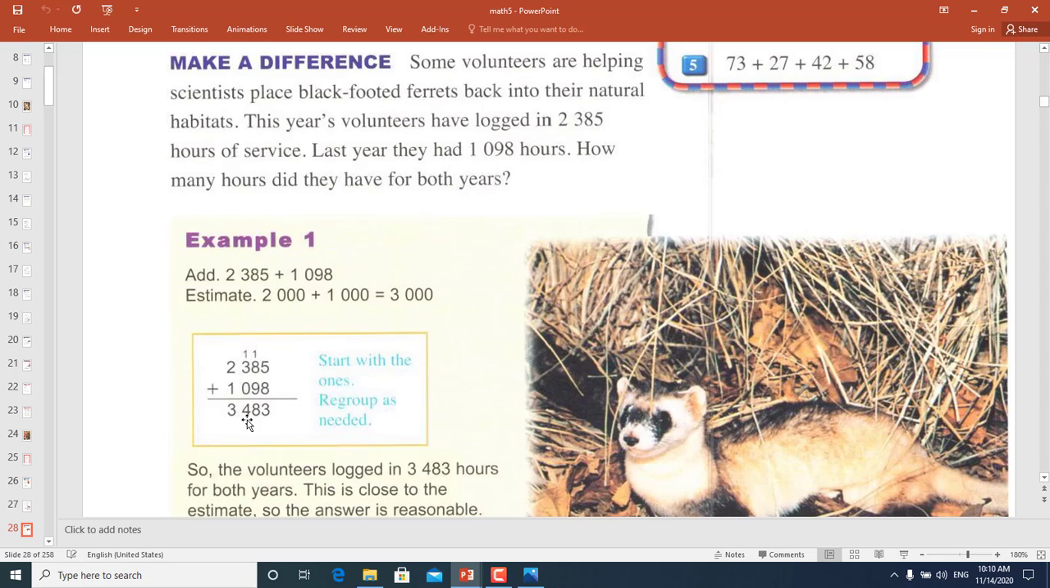4 plus 0 is 4. 1 plus 3 is 4, we say that. And 4 plus 0 is 4. 2 plus 1 is 3.